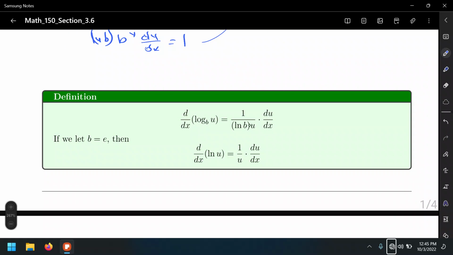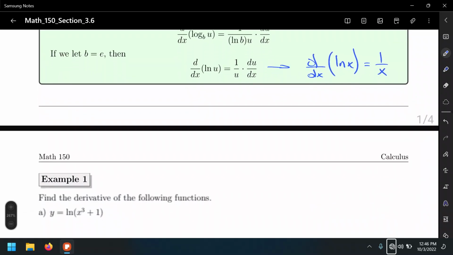For a more general composite function, the derivative of a logarithmic function base b is 1 over ln of b times u, times whatever chain rule we need to do. And the derivative of ln of u is simply 1 over u times du/dx, which in general, if we didn't have a u, is the formula that you know already, maybe. The derivative of ln of x is simply 1 over x, because in this case it's just simply x. It's not a composite u that we need to differentiate via the chain rule.